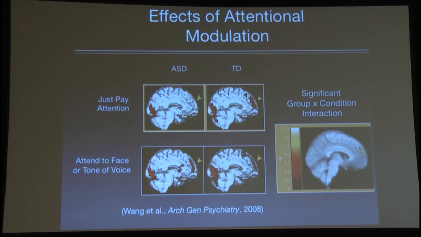So again, it's not a matter of this area not working. It's a matter of it not coming online automatically. It's an implicit processing deficit. You have to actually bring in explicit cues in order to get the area to work. Does that make sense?